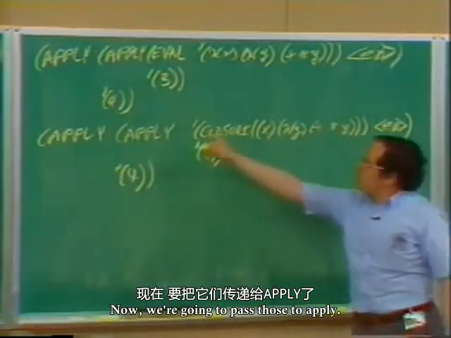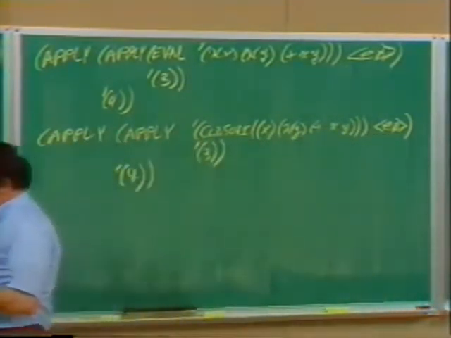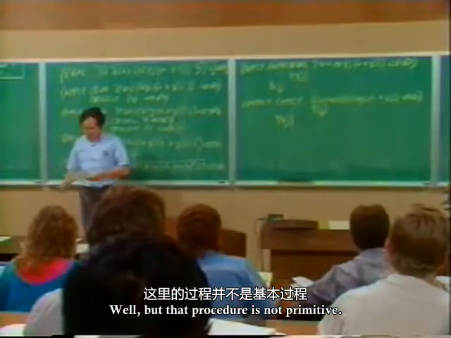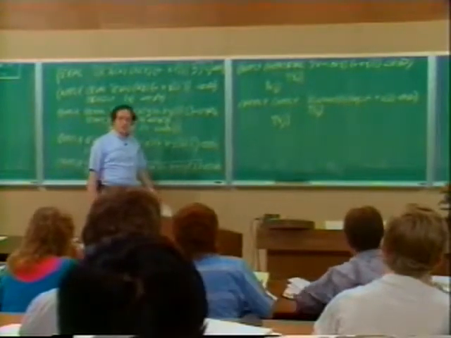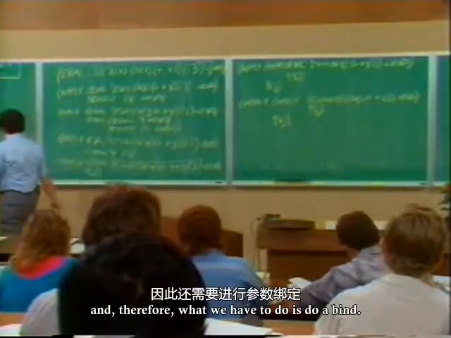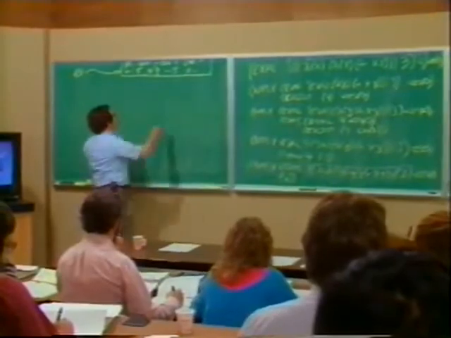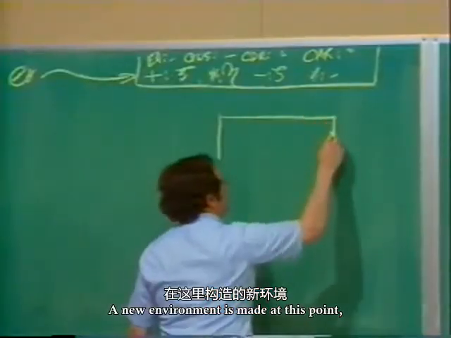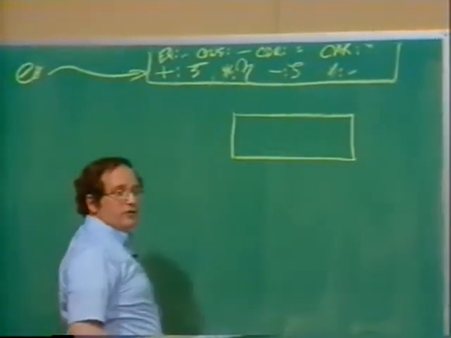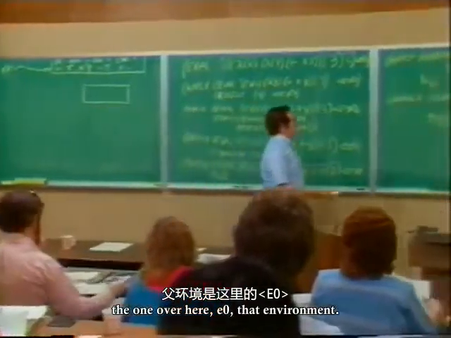Now we're going to pass those to apply. We have to apply this procedure to that set of arguments. Well, but that procedure is not primitive. It's in fact a thing which has got the tag closure. And therefore what we have to do is do a bind. We have to bind. A new environment is made at this point, which has as its parent environment the one over here, E0.